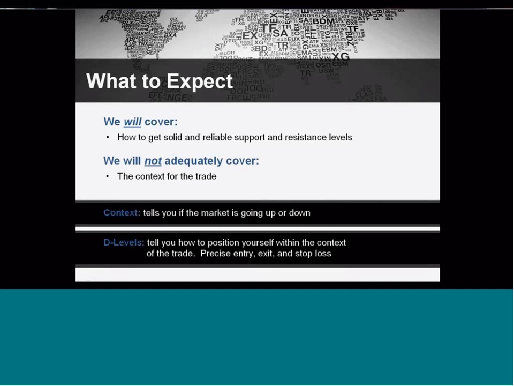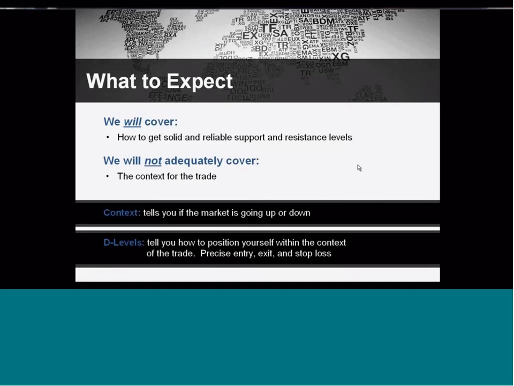Now, the context of the trade is telling you whether the market is going to be going up or down. DiNapoli Levels position yourself within that context. In other words, it gives you exact entry points, exact exit points, and exact stop-loss points. Now, this is very critical because if you know the market's going up or down, you've got some great indicator that allows you to determine this. DiNapoli Levels give you exact positioning points: entry, exit, stop loss.